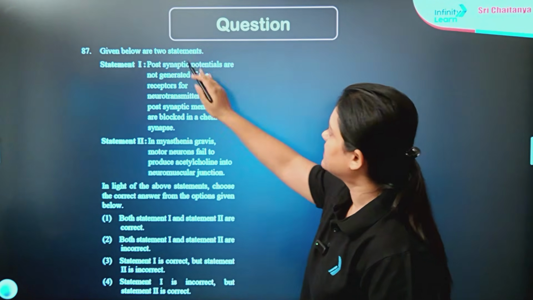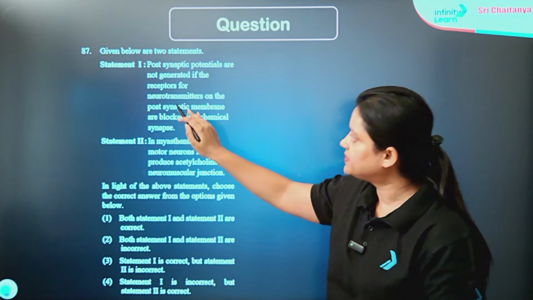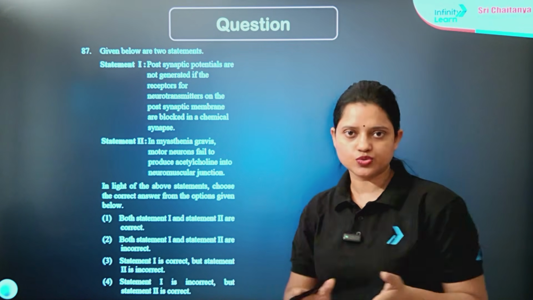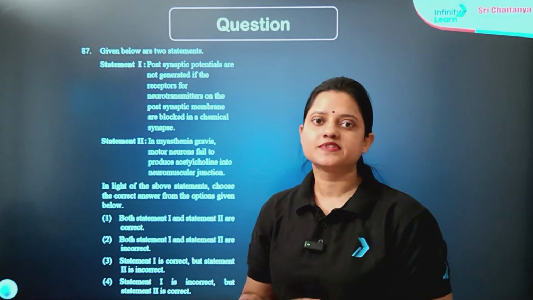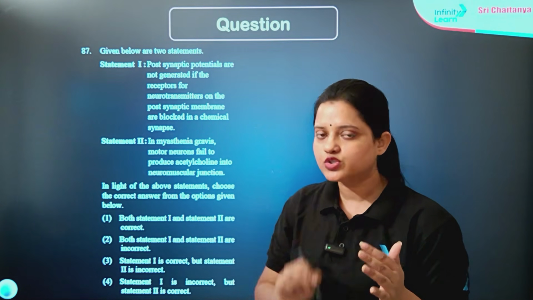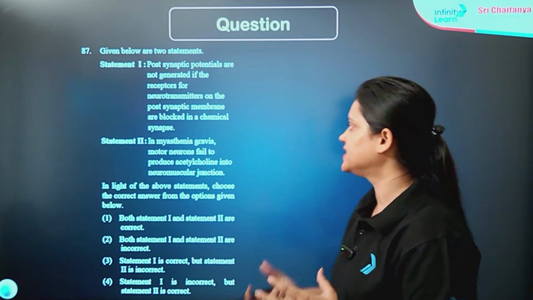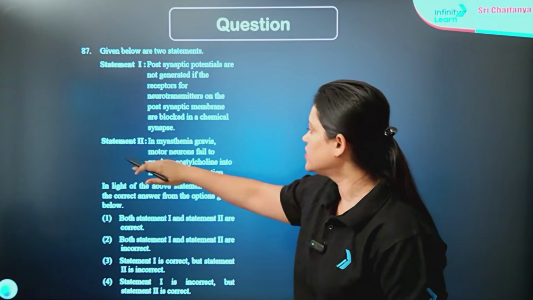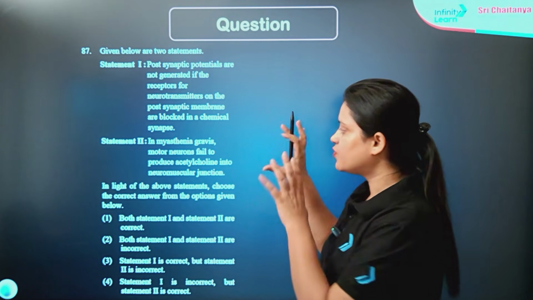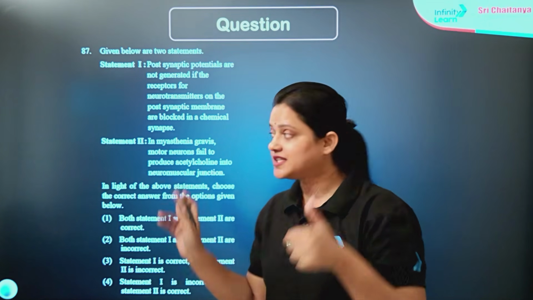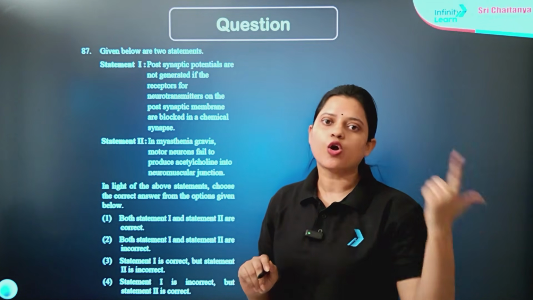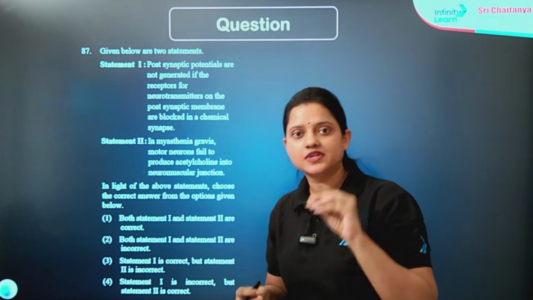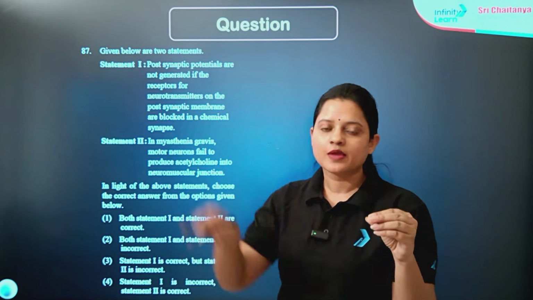Next, postsynaptic potential are not generated if the receptor of neurotransmitter on the postsynaptic membrane are blocked in a chemical synapse. That's true. So when we talk about chemical synapse, the neurotransmitters once released, when it binds to the postsynaptic membrane receptors, then only the action potential will be generated. So that is true. Now in myasthenia gravis, motor neuron fail to produce acetylcholine. So very interesting, right? This statement number 2. So myasthenia gravis is autoimmune disorder in which our body's own immune system attack the receptors of acetylcholine present on the postsynaptic membrane.